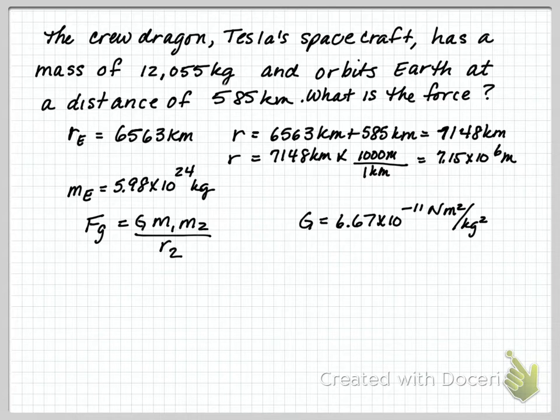So the mass of the Crew Dragon, with the folks in it and payload and everything, is 12,055 kilograms, and its orbit will end up being 585 kilometers above the Earth's surface. And the question is, what's the gravitational force? There's a couple tricks here that you have to know.